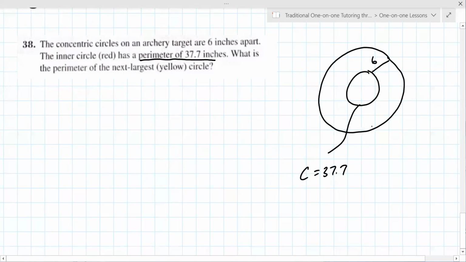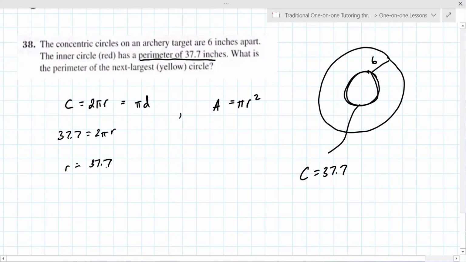Okay, so we're first looking at this little circle. Your formulas for circles are as follows: 2 pi r for circumference, or pi times diameter. You learn that in geometry. And the area of a circle is pi r squared. So they're giving you the circumference, 37.7 equals 2 pi r. Your radius is 37.7 divided by 2 pi. If you're doing this on a calculator, make sure you put that in parentheses. So you divide by 2 pi and not divide by 2 and then multiply by pi.